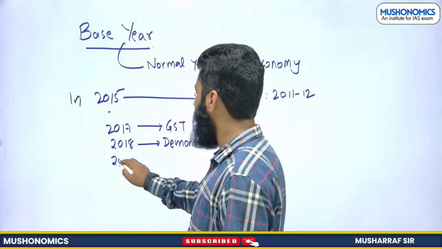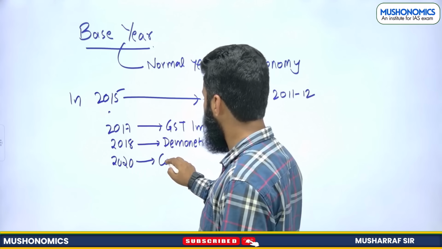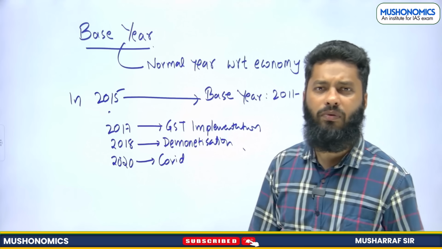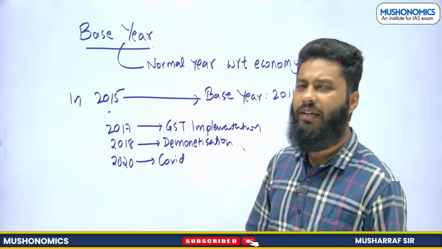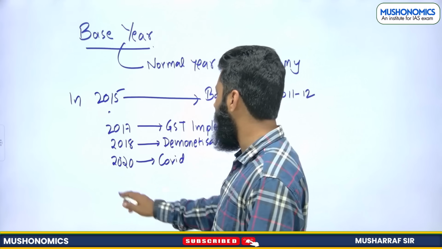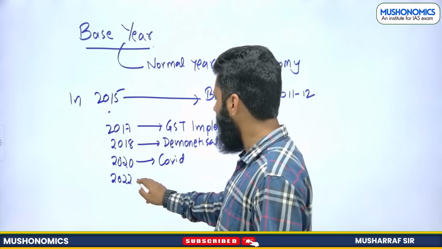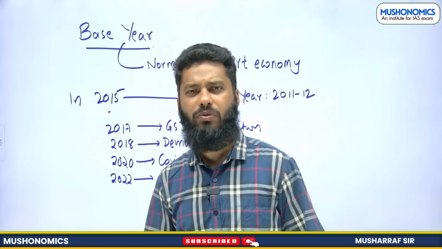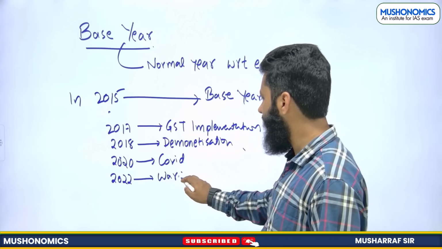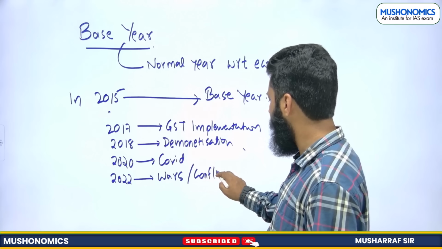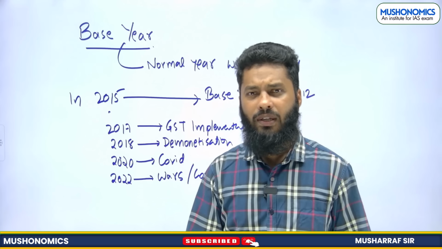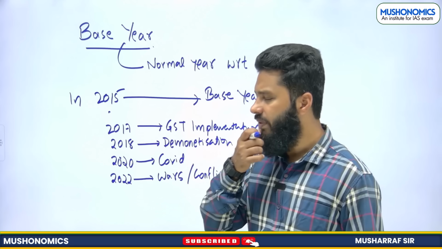Then in 2020, we saw COVID lockdown, etc. So these things we also witnessed. A normal year we hardly witnessed, right? After the COVID lockdown, in 22, etc., the global situation was not very conducive. For example, we saw various wars, conflicts, etc. So a normal year for the economy we have not seen much, right? That is why the revision of base year was pending.